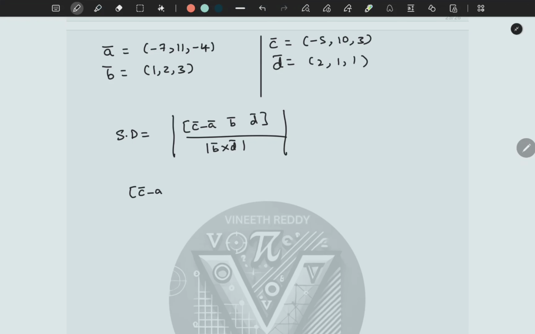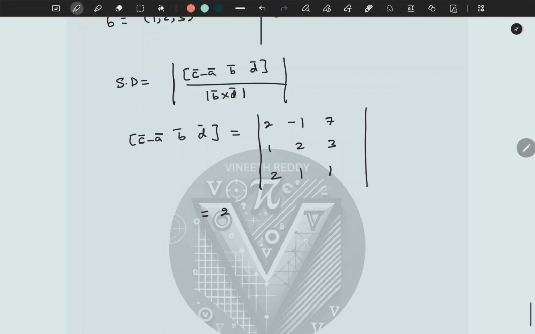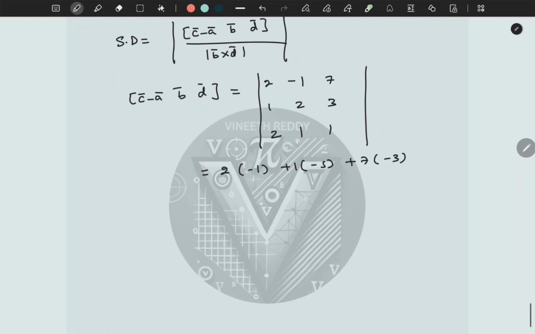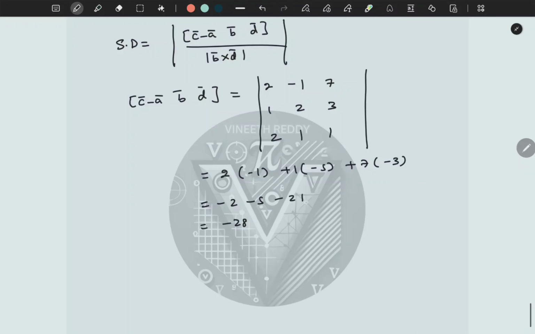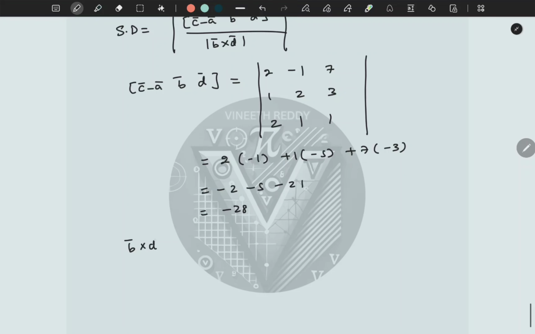So the numerator will be C minus A, B, D box, which will be the determinant of: the first row C minus A, that is minus 5 plus 7 which is 2, 10 minus 11 is minus 1, 3 plus 4 is 7. The next row will have 1, 2, 3, then 2, 1, 1. If I expand the determinant along the first row, I get 2 into 2 minus 3 is minus 1, minus is plus, 1 minus 6 is minus 5, plus 7 into 1 minus 4 is minus 3. So we get minus 2, minus 5, minus 21, minus 7, minus 21 is minus 28. Don't get frightened with the negative sign. We have a modulus.